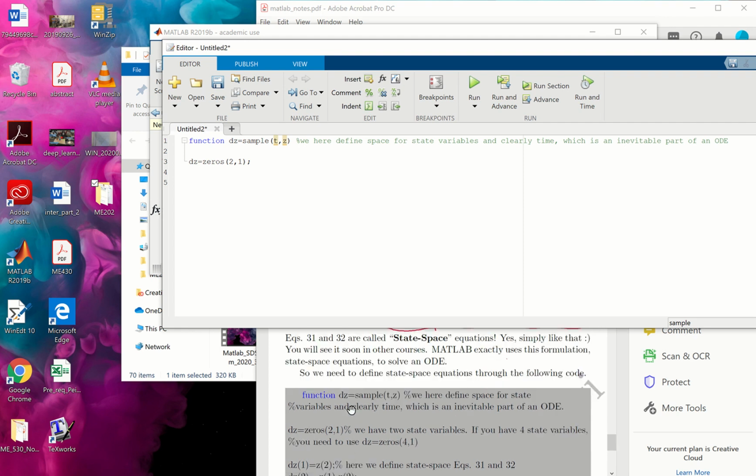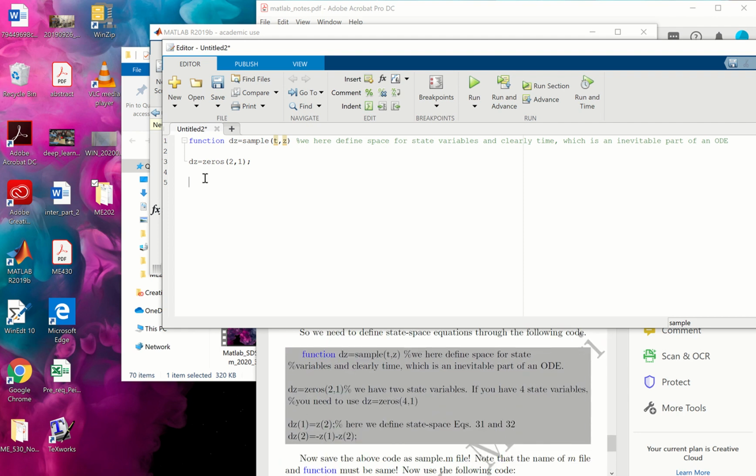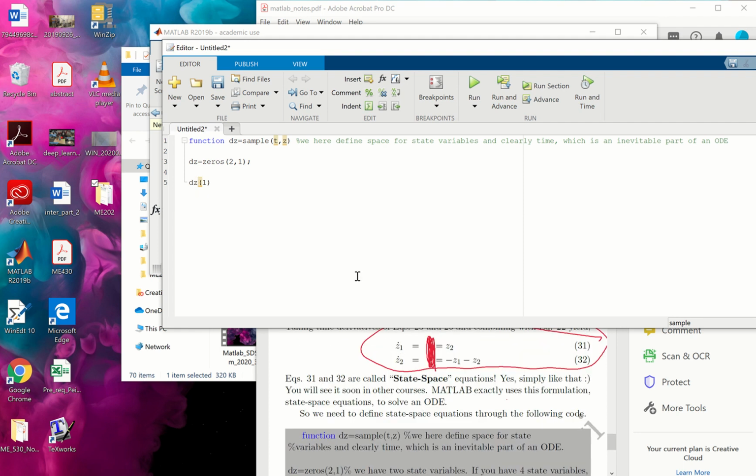So now exactly this, you see here? I'm typing this in MATLAB. How? I say dz1 means the derivative of z1, z dot 1, exactly this. This is how MATLAB understands. It is equal to z2. See, the underline in the ODE is like this. Now dz2 is equal to what? Minus z1 minus z2. Bingo. Now you transferred your differential equation to state space, and now you are coding in MATLAB.